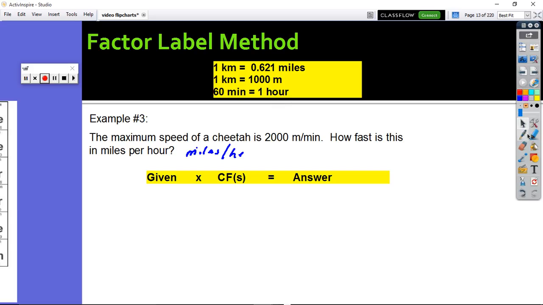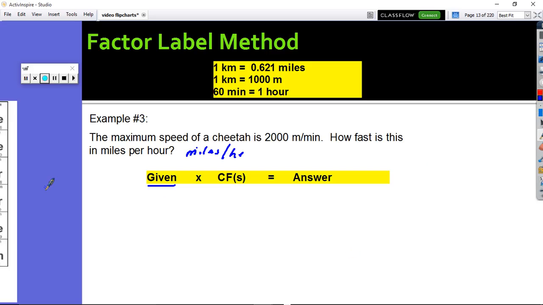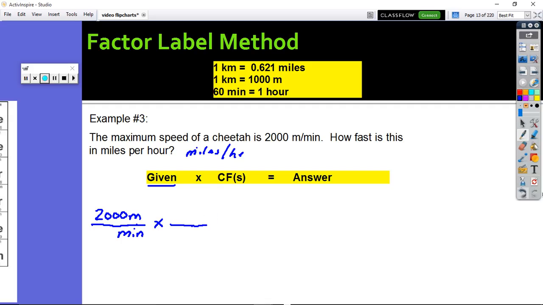Well, we get started by using the given. So let's write down the given. So we have 2,000 meters per minute. Whatever we say the per is going to go on the bottom. And we're going to look at 1 unit at a time. So we're going to get rid of this meters somehow and try to eventually get into miles. So we're going to times that by a conversion factor. Whatever this unit is on top here has to go on the bottom. So let's do that first. Let's put the meters on the bottom.